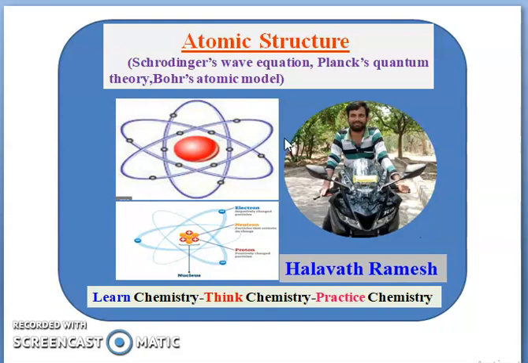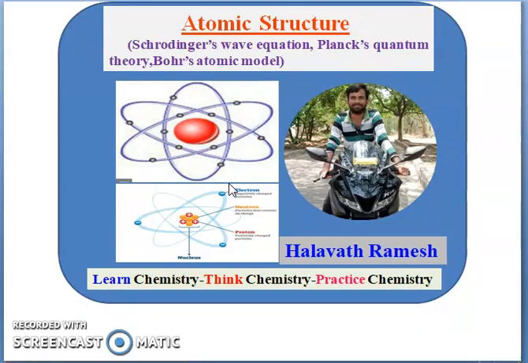Today we will talk about the atomic structure, especially the Schrodinger wave equation, Planck's quantum theory, and Bohr atomic models. You can see what atomic structure is and what the main topics are. We will discuss them slide by slide. From the picture itself, you can understand what a proton, neutron, and electron are. Those we will discuss slide by slide.